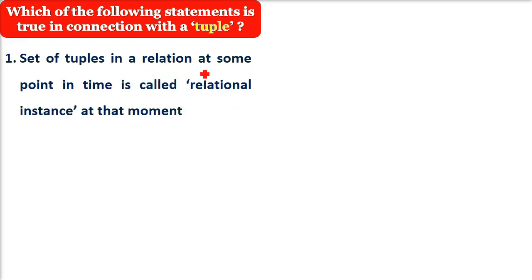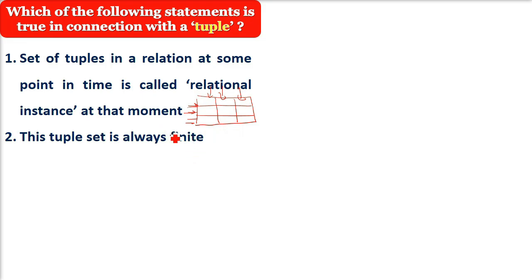Set of tuples in a relation at some point in time is called a relational instance at that moment. This is the first option. So what is the formation or the content of the table at a particular specific time is the relational instance. See, I'm making a table. There are 3 rows, 3 columns. The rows are called tuples or records. The columns are called attributes, or information about the main key, the primary key, which is the first column you can call it. Okay, it's not always.